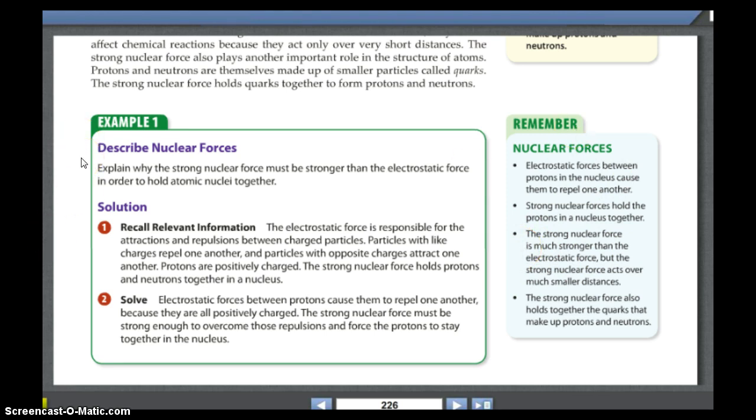Describe nuclear forces. Explain why the strong nuclear force must be stronger than the electrostatic force in order to hold atomic nuclei together. Go ahead and hit pause, think it over.